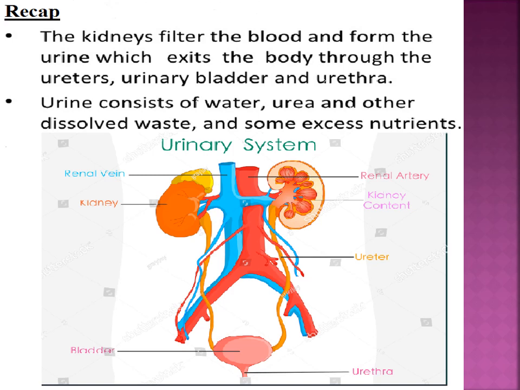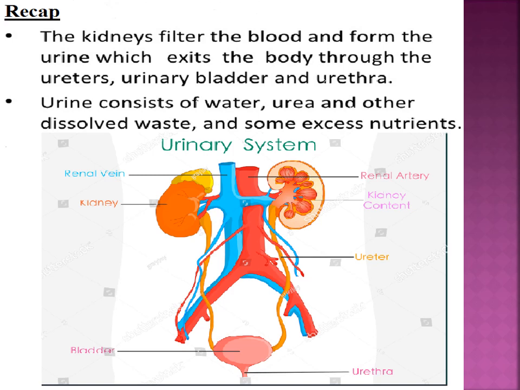Clear? The structure of the kidney we have done. This one is the structure. Then in the kidney, the three parts: renal cortex, renal medulla, renal pelvis. Then the urine will be formed. It will move through the ureter into the urinary bladder. Here it will be stored, and then through the urethra it will go out of the body. The urinary system is clear.